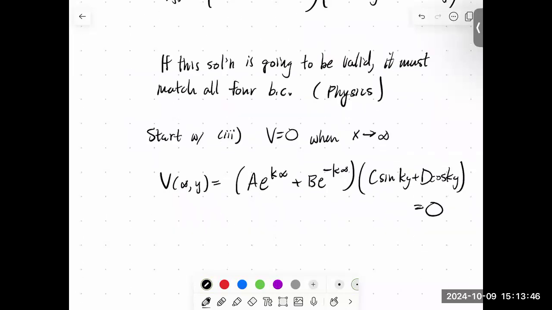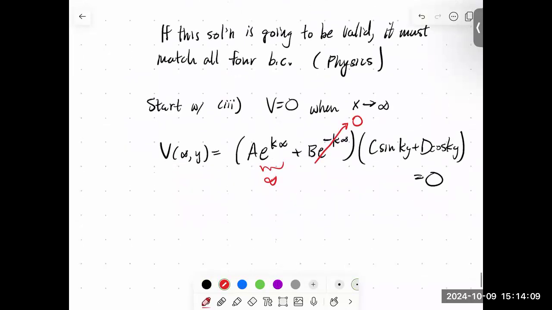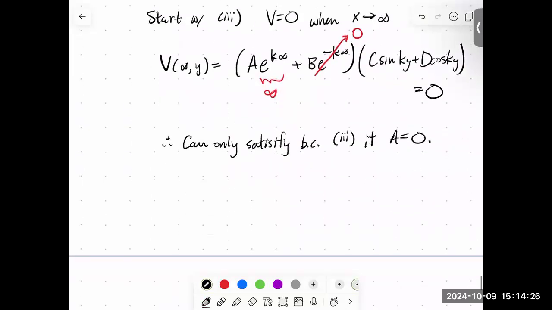All right. Well, what's e to the minus infinity? 0. What's e to the plus infinity? Infinite. So what's the only way that we're going to satisfy this boundary condition? A is 0. Otherwise, the thing blows up, and that's not going to match a boundary condition. So therefore, we can only satisfy boundary condition 3 if A is 0. Okay, fine.